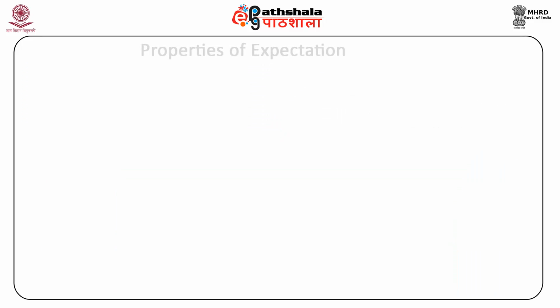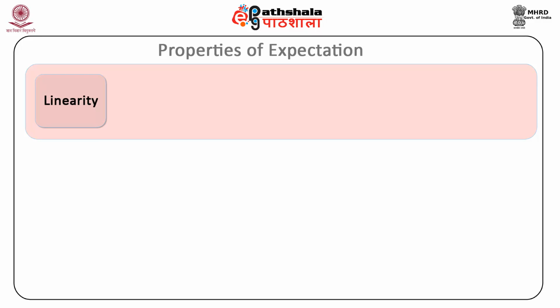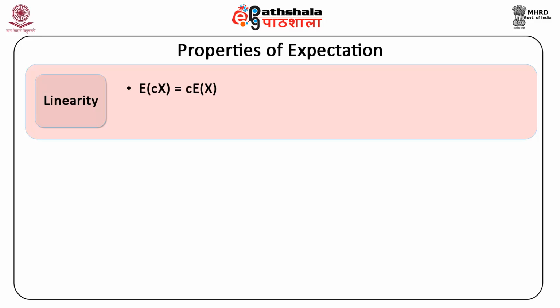Properties of expectation. Following are the properties of expectation. First, linearity. The expected value of the product of a constant and the random variable is the product of the constant and the expected value of the variable. Let small c be a constant and X, Y are random variables. Then E(cX) = cE(X). The expected value of the sum of the random variables is the sum of the expected values of the individual variables. E(X+Y) = E(X) + E(Y).